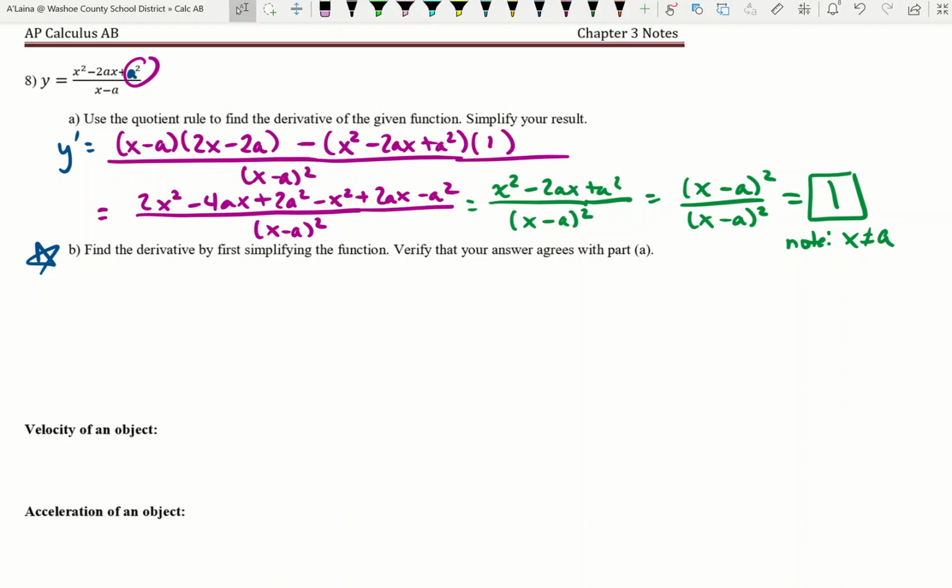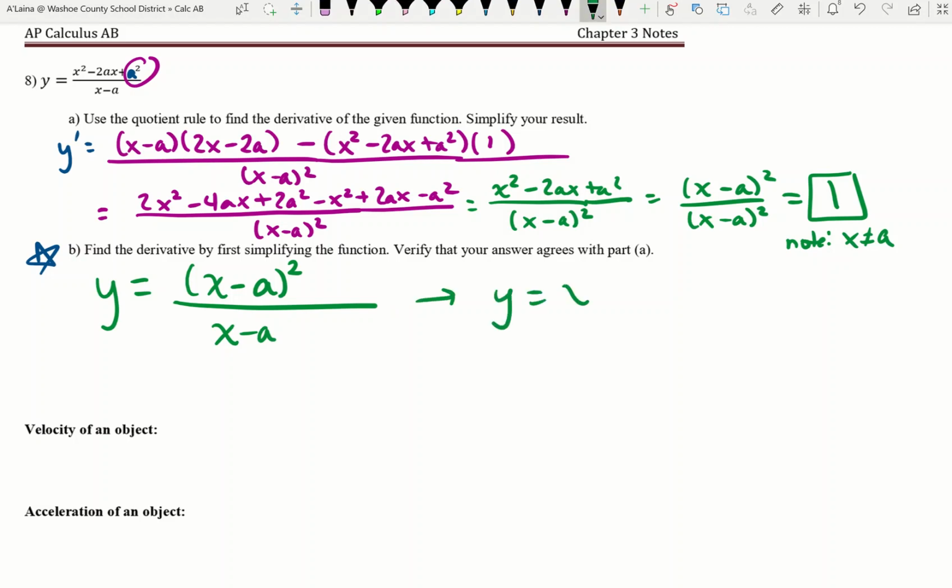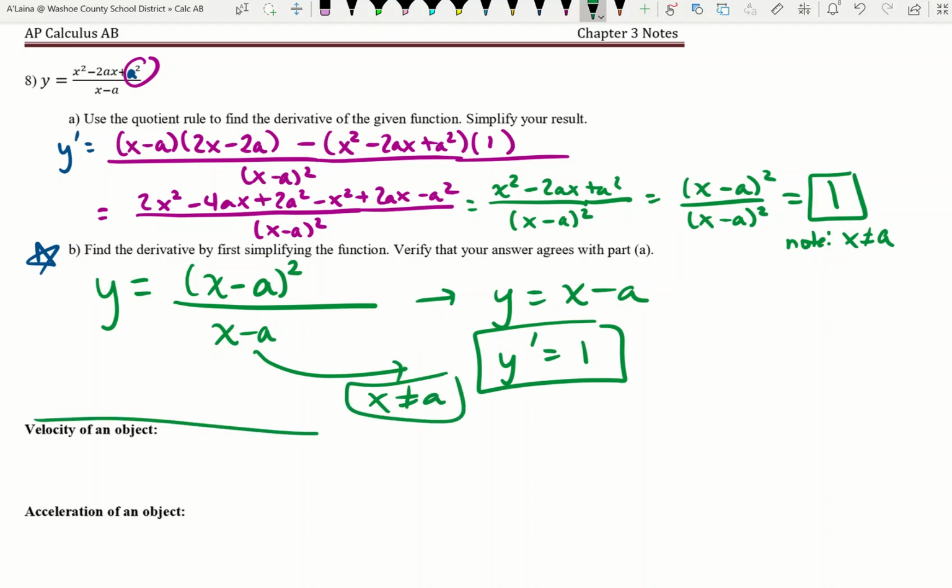Okay, I'm going to simplify this expression first before I try to actually take the derivative, and I'll simplify it by factoring the numerator and the denominator. Well, the denominator can't factor, but the numerator would be x minus a times itself and divided by x minus a, which if I reduce out a factor of x minus a, I would get that y is just equal to x minus a. Keep in mind that a is a constant. Y prime then, if I use the power rule, is just 1. And again, x is not allowed to equal a because there was a domain restriction for that.